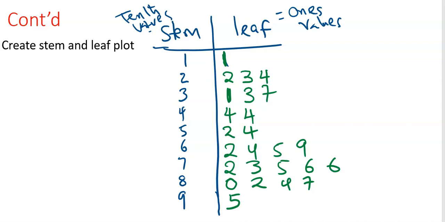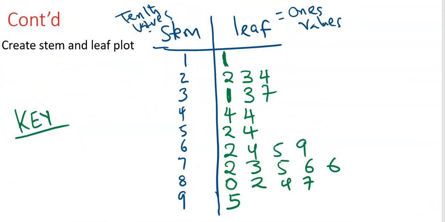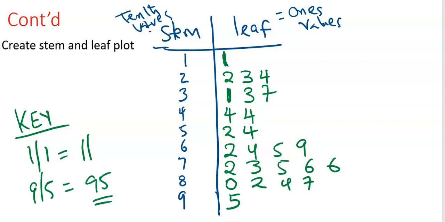But the last step is you always have to also make a key. The key basically is you take one of the examples in your data set and give an example. So if I take the first one, this is 1 in the stem and 1 in the leaf, which means this is equal to 11. Or you could take any other number. I could also take 9 and 5, which means 95. That's basically what the key means.